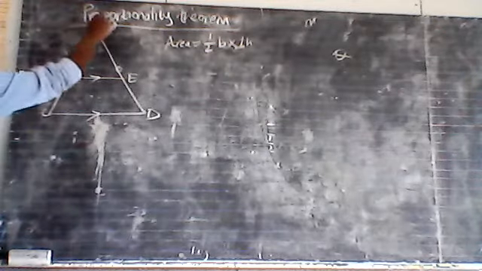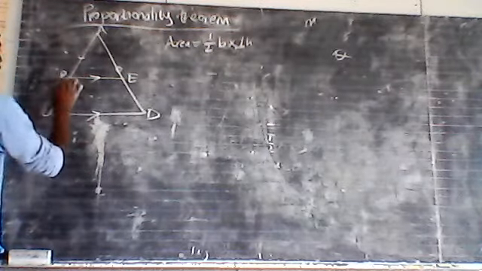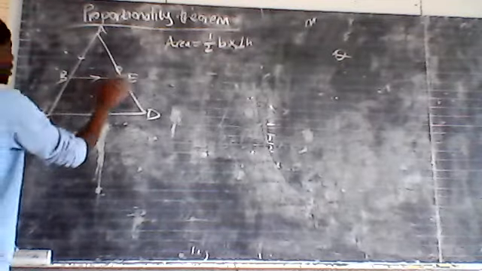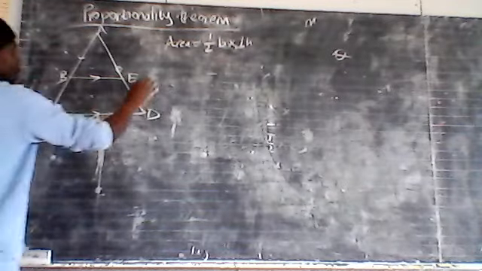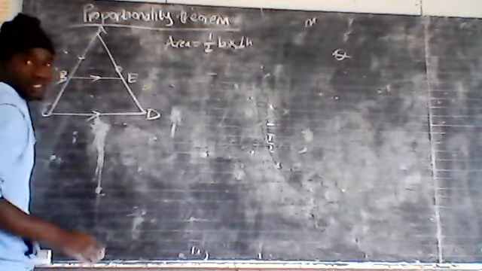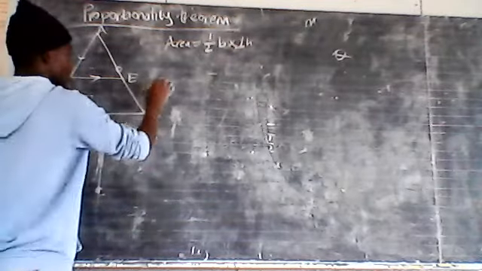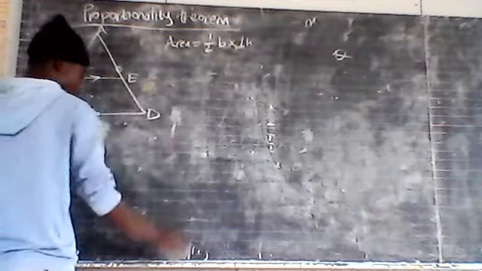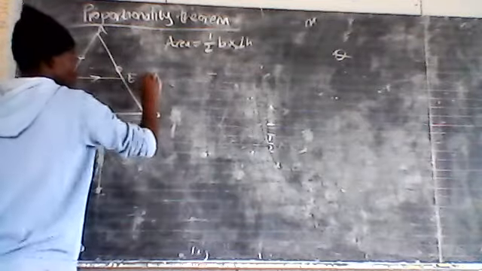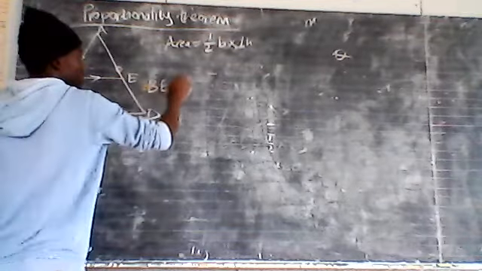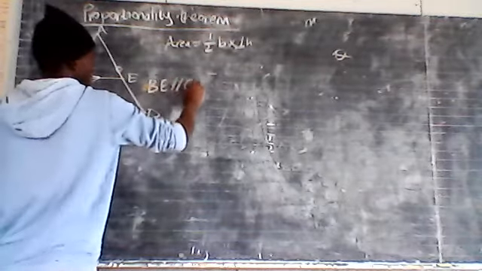So which line, according to our diagram, is parallel to the third side? Remember, we're talking about triangle ACB. We are having BE being parallel. I'm not sure if this color is going to be visible. I think I've run out of white chalk here. BE being parallel to CD.